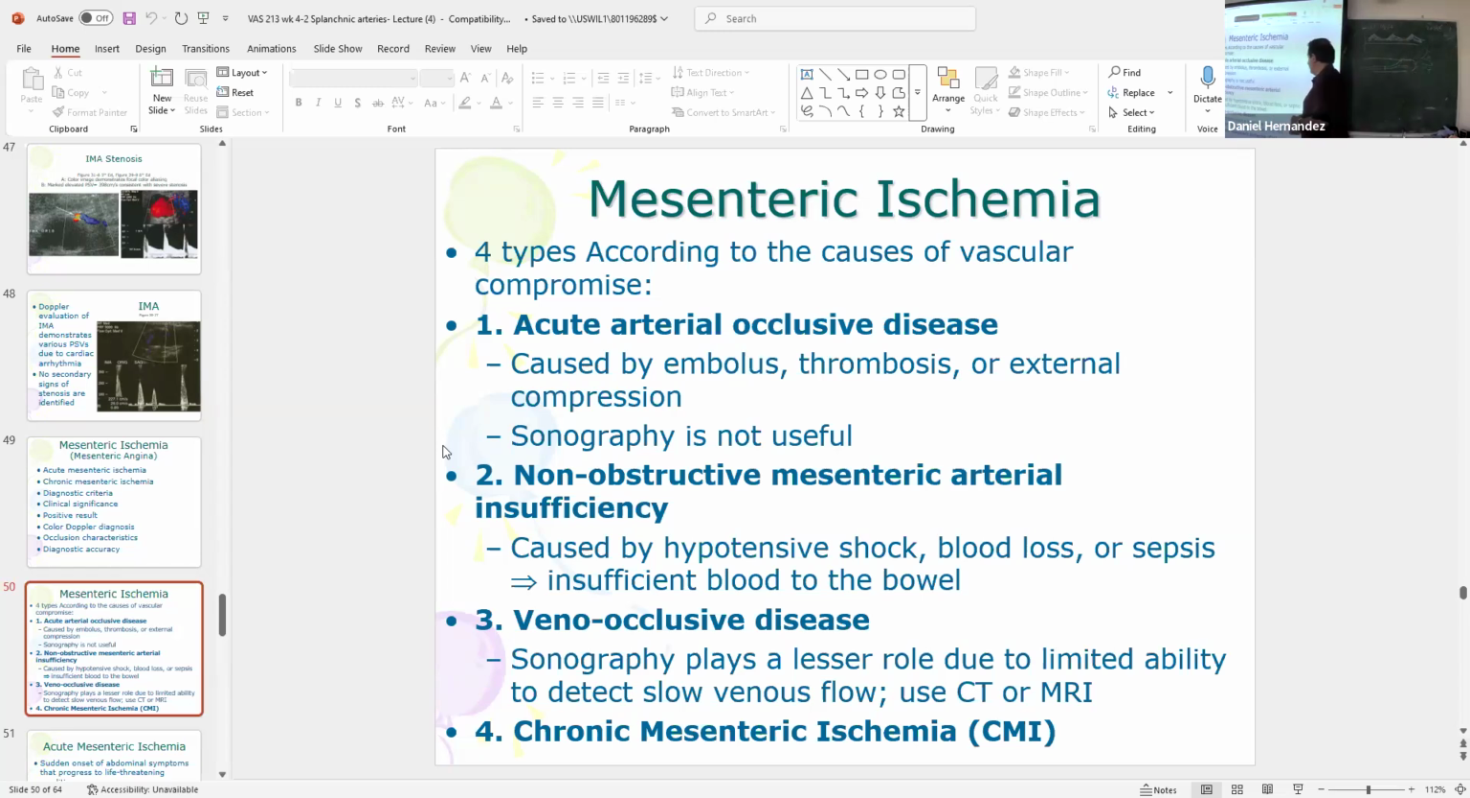Second, non-obstructive mesenteric arterial insufficiency. This is not an obstruction or a stenotic lesion causing the ischemia or insufficient blood supply. It might be due to some sort of low blood volume, so maybe they're hemorrhaging or bleeding somewhere internally. It's caused by hypotensive shock, blood loss, or sepsis, which leads to insufficient blood supply to the bowel. So again, this is critical. This person is in shock, hemorrhaging, bleeding somewhere. There's really no time for us to get involved.